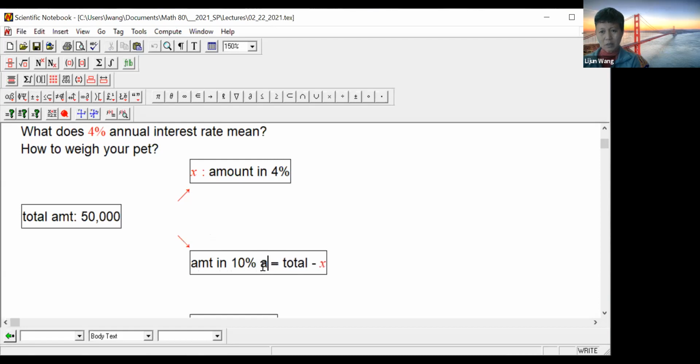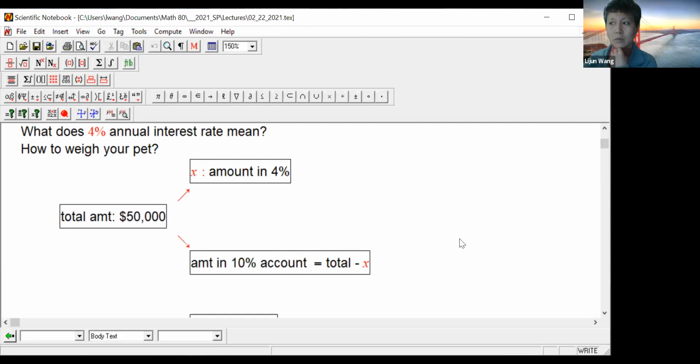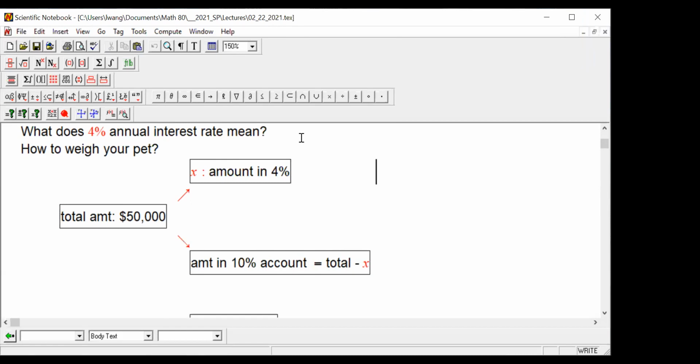Does that make sense? So it will be the total amount, subtract the amount invested in the other account. Does that make sense? Does everybody follow me? So do we get a formula? Does this formula make sense to you? Do we see some examples?